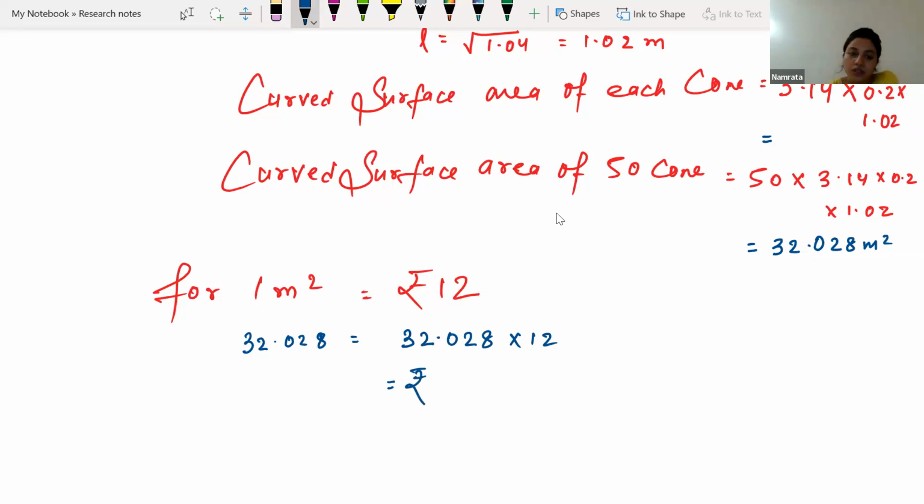384.336. Yeah, someone is saying 384.336. That is the total price we are getting for 50 cones. Whatever area is required for 50 cones, that much cardboard price is this one. Okay, so we are done with cone.